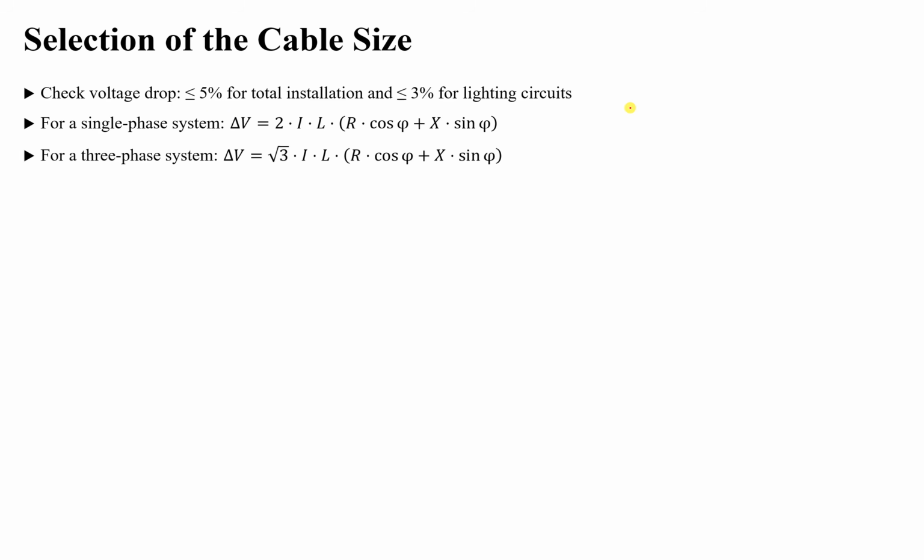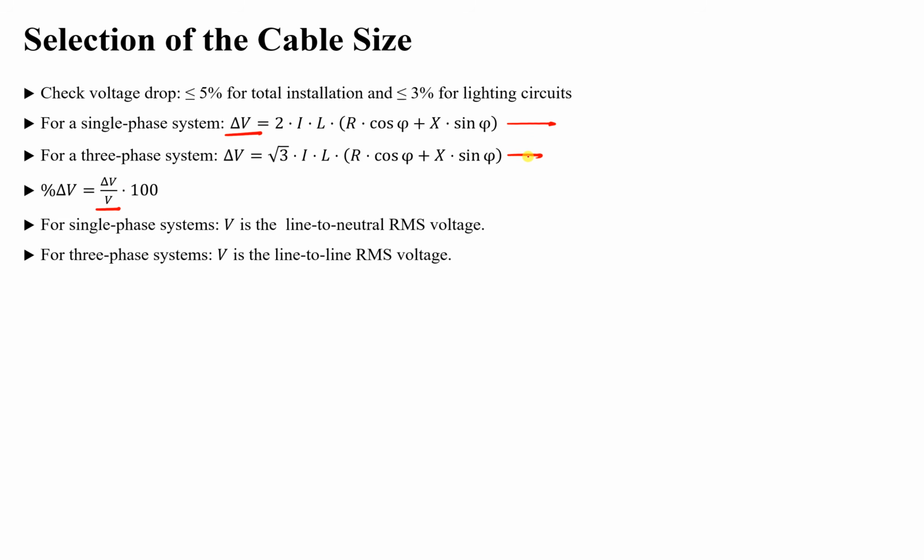Now for a 3-phase system, this rule will be applied to get the voltage drop, and the percentage voltage drop will be delta V, which we obtained, divided by V, which is the operating voltage. In this case, for a single phase, it will be the phase value. In this case, it will be the line-to-line RMS voltage. So these are the steps for selecting breakers, fuses, and cables according to the IEC standard. I hope this video summarized everything you need to know in order to size the electrical system.